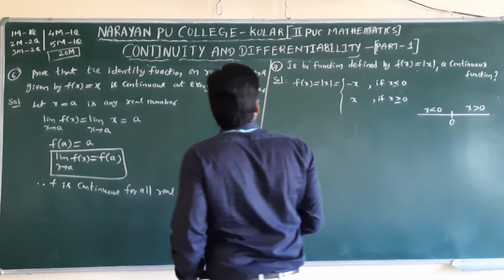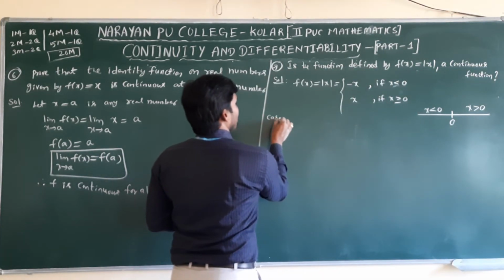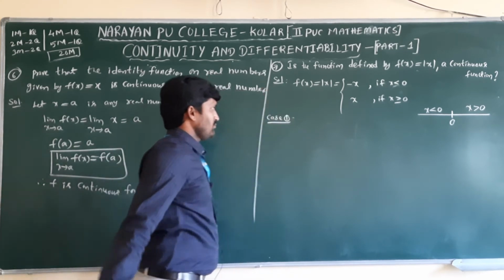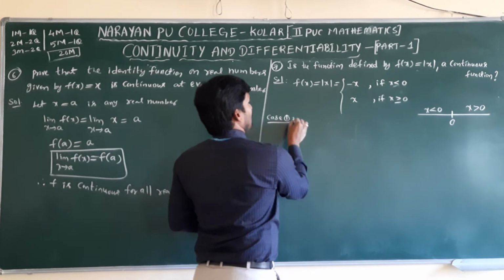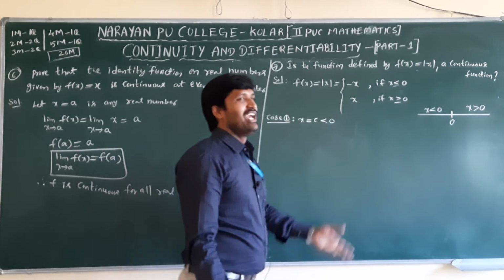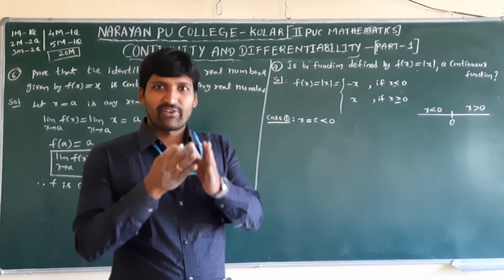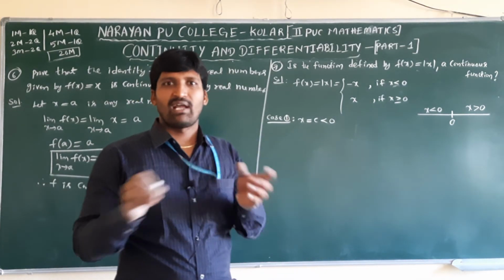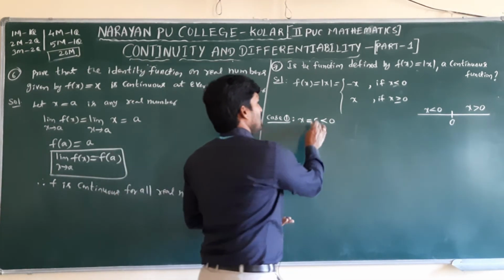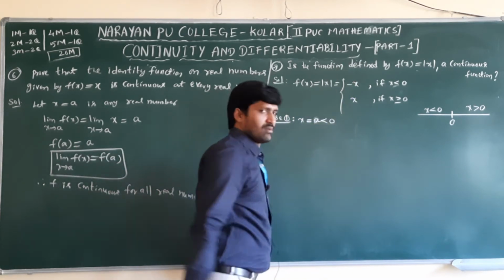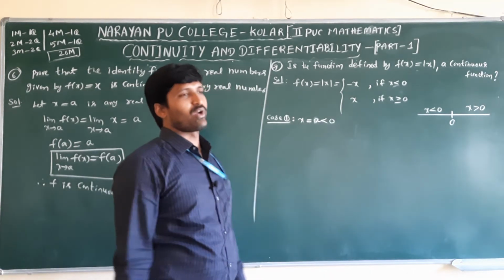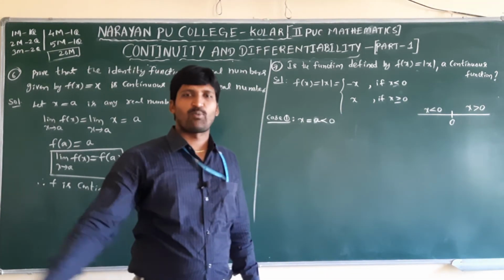Here 3 cases will come. Case 1: x value equal to c, where c is less than 0. Less than 0, how many values are there? Infinite number of values. We are not able to take one value exactly. That's why I am taking the symbol c or a, no issue. If you take a, no problem. a is less than 0. Less than 0 means it can be minus 1, minus 2, minus 2.2, minus 5.5, minus 1000.5, whatever.